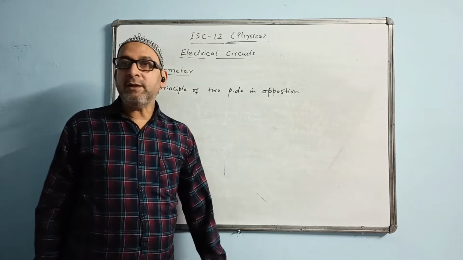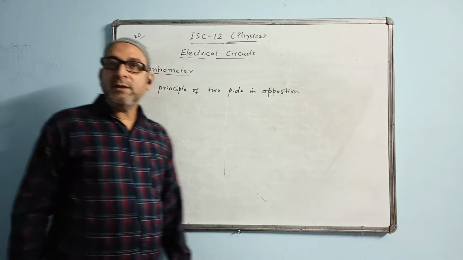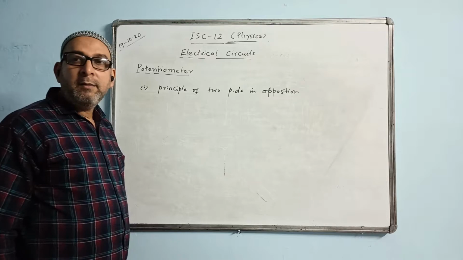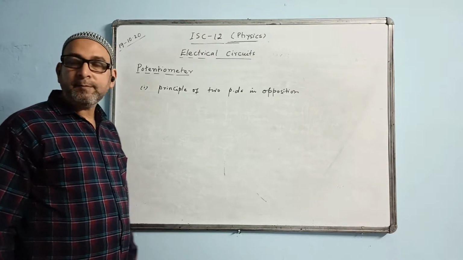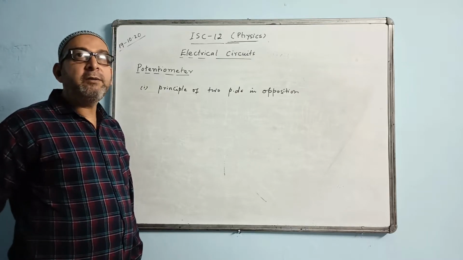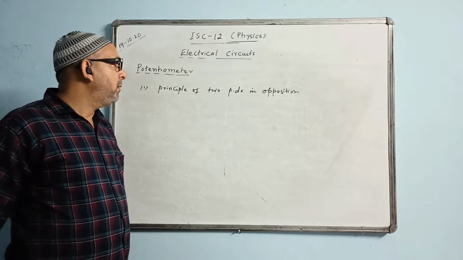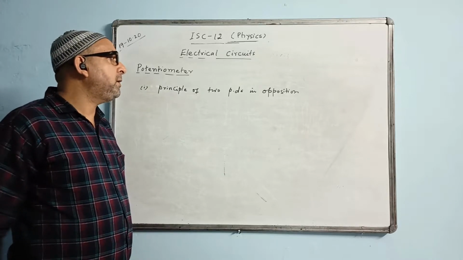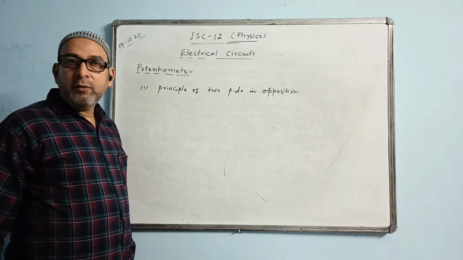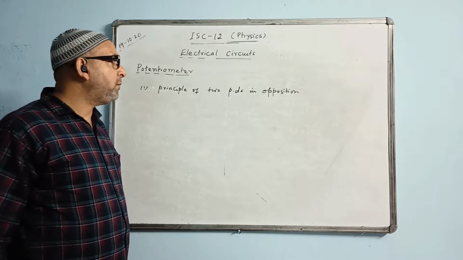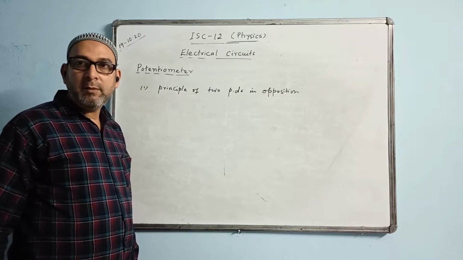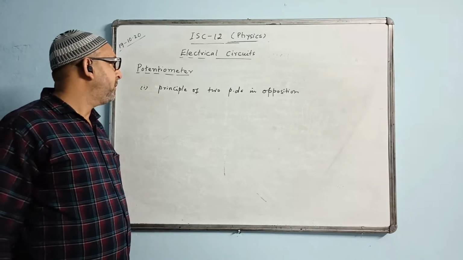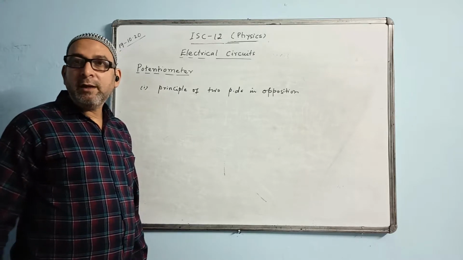Which states that the galvanometer gives null deflection when two equal PDs are in opposition in an electric circuit.